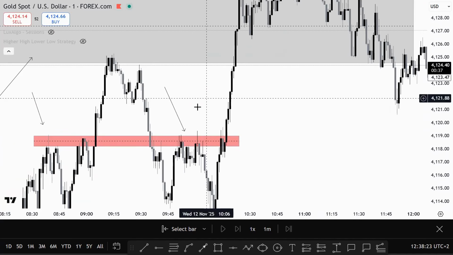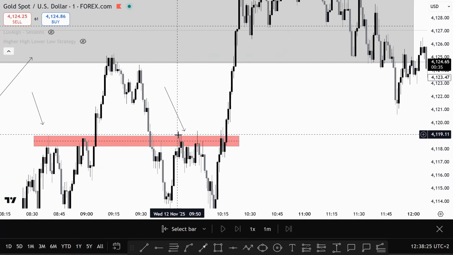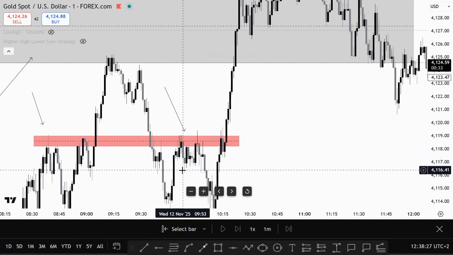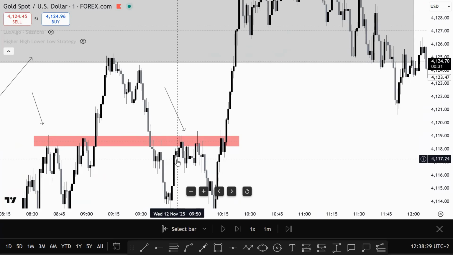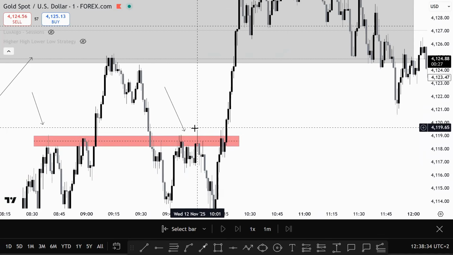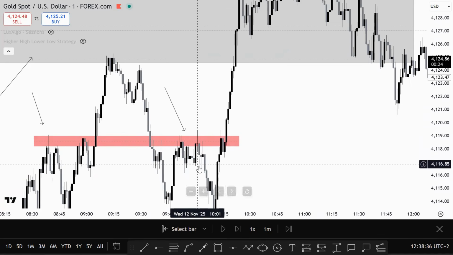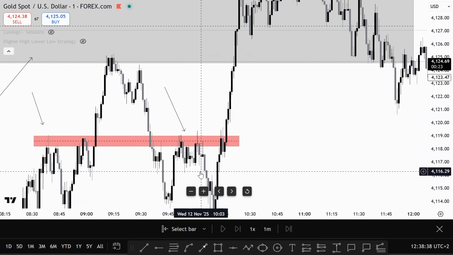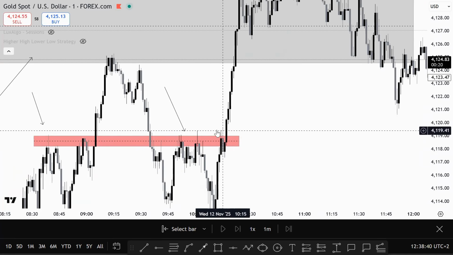I marked the first one, which was made. This one here, price made a higher high and then didn't make a higher low. It actually broke this higher low, which was made, and made a lower low. So it invalidated the trend. It broke again, made a higher high, I marked it, and then price went down to make a lower low again. You know what I'm saying? So it invalidated the trade.